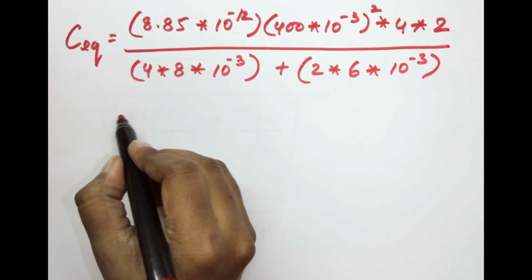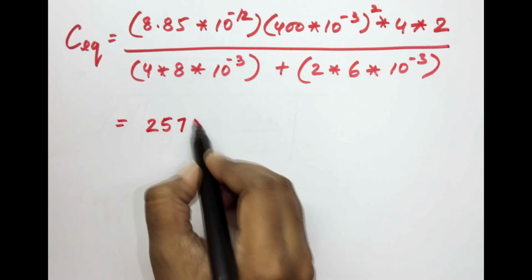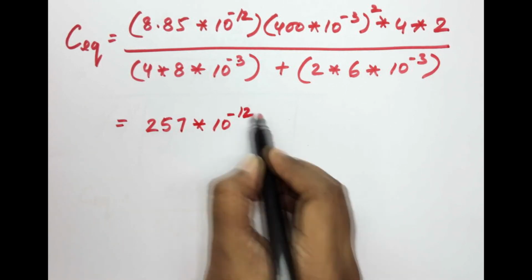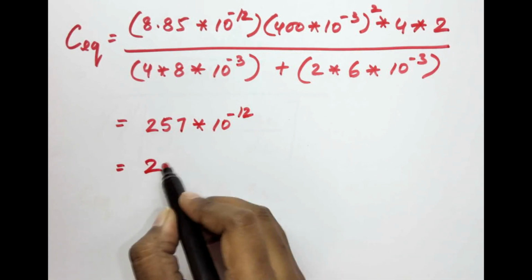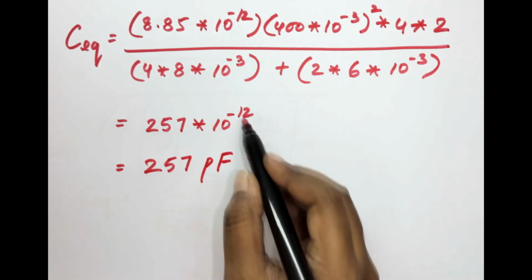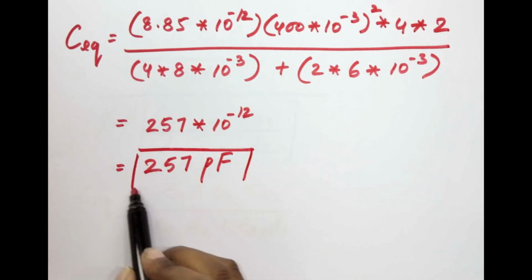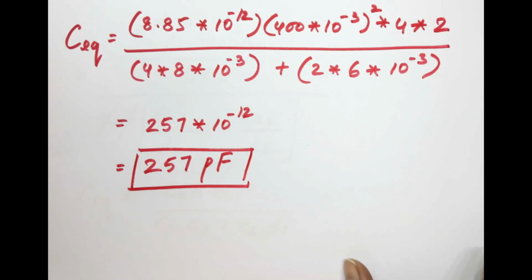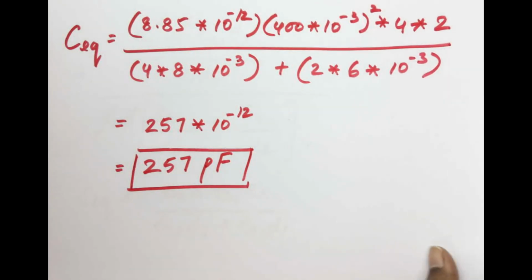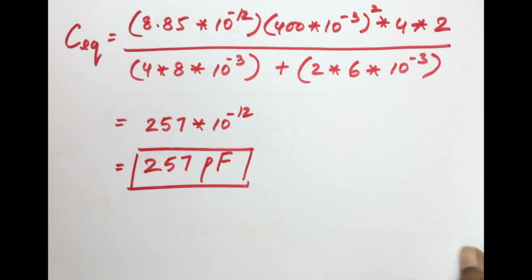Now solving this, you will obtain a value of 257 into 10 power minus 12. Well, that tells us that the final answer is 257 picofarads, since 10 power minus 12 is pico. Well, this is our final answer. Let's see what value it matches with. Matches with option D. So this is the final answer, and I hope the solution has helped.